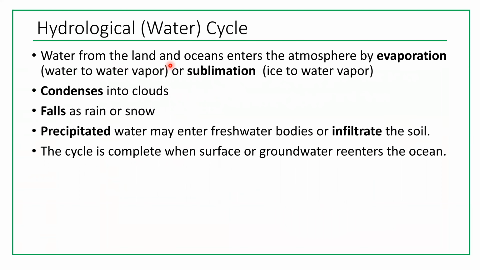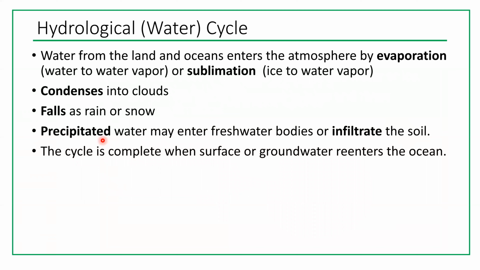Water from the land and oceans enters the atmosphere by evaporation, when water evaporates into vapor, or by sublimation. Sublimation is evaporation from ice, right? From ice to water vapor. Then condensation into clouds, when water vapor condenses back into a liquid form, and then this liquid water falls. It can be in the form of rain or snow.